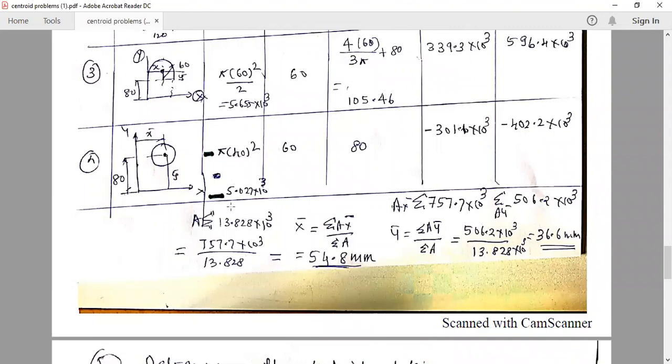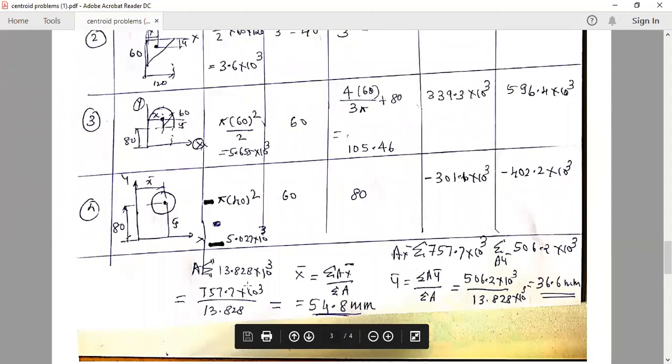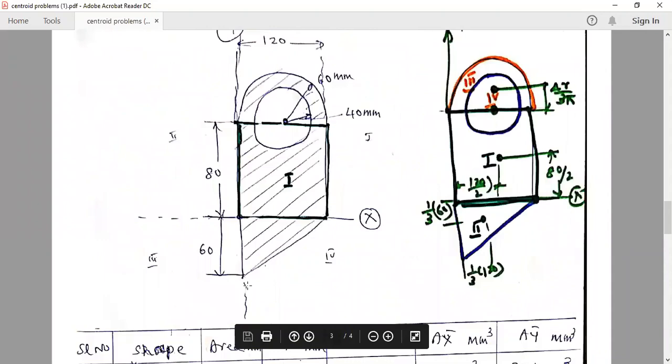So you get the summation of A, and A X bar is so much. Then X bar equal to summation of A X bar divided by summation of A. I get 54.8. Y bar equal to summation of A Y bar divided by summation of A. I get 36.9 mm. So you can write everything in table form and analyze it neatly, so that no confusion will be there. Okay? Understood?